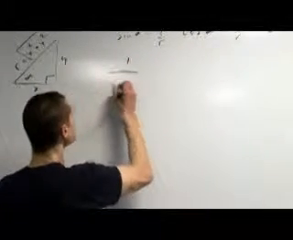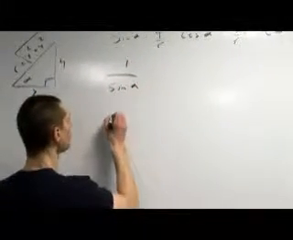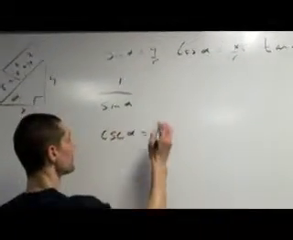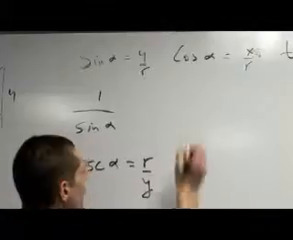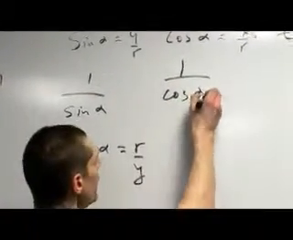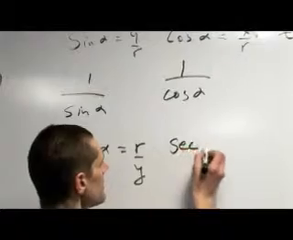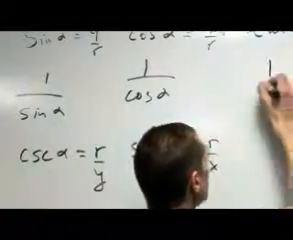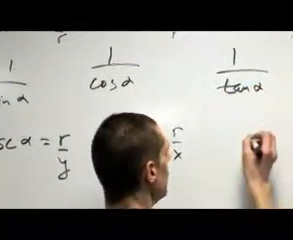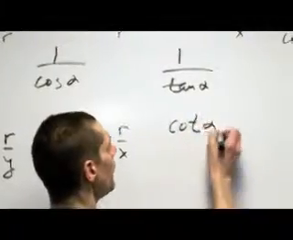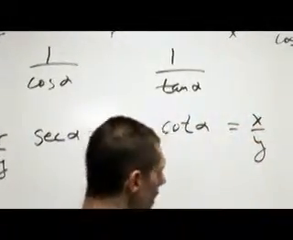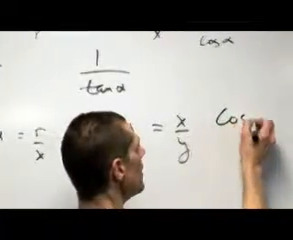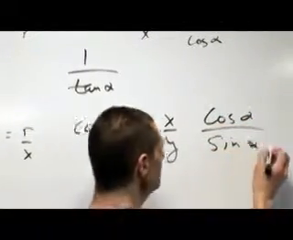Now we also defined some other functions that are these functions essentially upside down. 1 over sine alpha, which we're going to call cosecant alpha. This is r over y. 1 over cosine alpha, we're calling secant alpha, and this is r over x. And 1 over tangent alpha, which we're going to call cotangent alpha. This is x over y. It's just upside down, and you can also write this as cosine alpha over sine alpha.